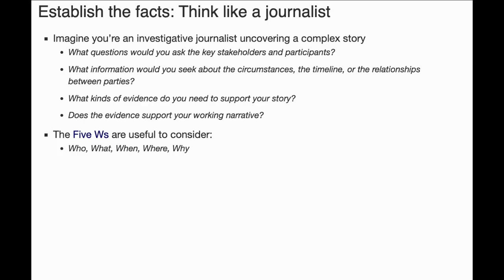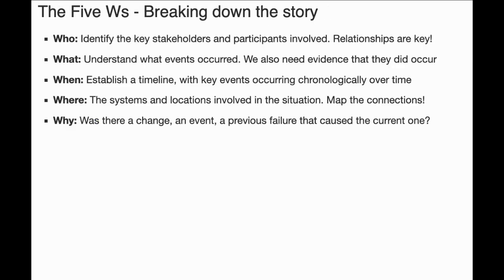Also, the 5 W's are useful to consider. You may have seen them before and you're aware of them, but I'm just going to explain them in the context of this analogy. So who? Identify the key stakeholders and participants involved. Relationships are key. Understand what events occurred. We need evidence that they did occur. When? Establish a timeline with key events occurring chronologically over time. Where? The systems and locations involved in the situation. Map the connections. Why? Was there a change, an event, a previous failure that caused the current one?